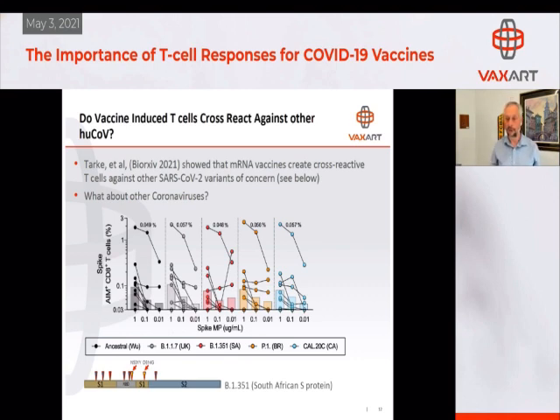And, as Mark suggested, T cell epitopes are much better conserved and are not being mutated as frequently, or essentially, right now on the T cell side of things, it doesn't seem to be circulating.